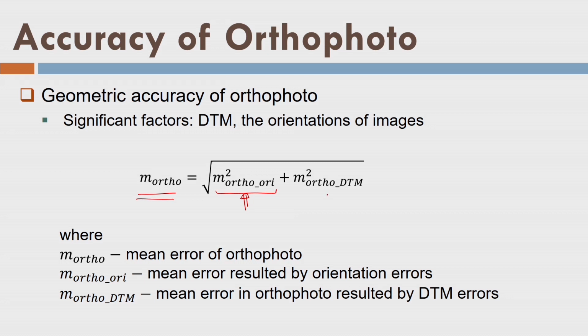There is another error that is contributed by the DTM. It is written M ortho DTM, and now the two errors are independent of each other. We are squaring them, adding them and taking the square root, and finally we are estimating the total error here. This is a numerical error, or we need to estimate it by a numerical process or maybe by experiments.